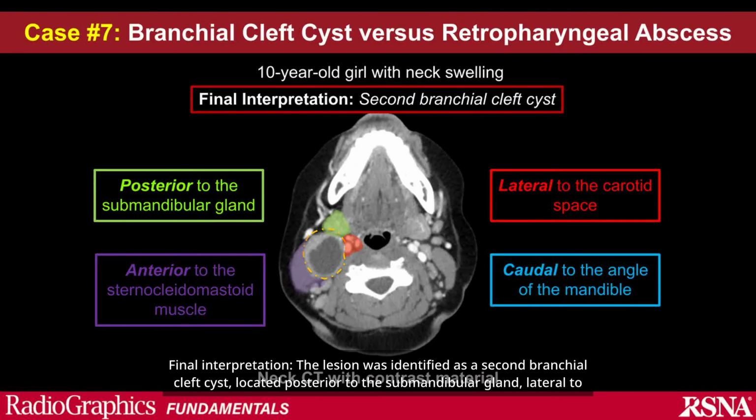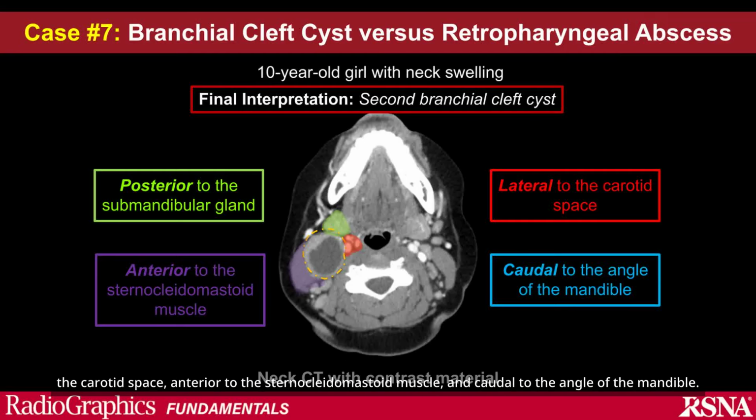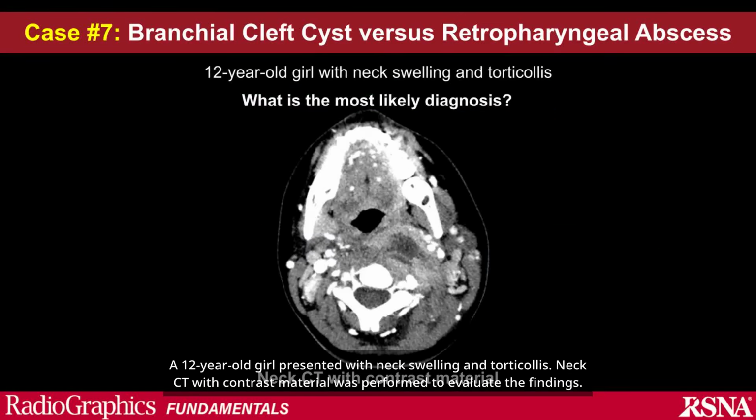Final interpretation: the lesion was identified as a second branchial cleft cyst, located posterior to the submandibular gland, lateral to the carotid space, anterior to the sternocleidomastoid muscle, and caudal to the angle of the mandible. A 12-year-old girl presented with neck swelling and torticollis. Neck CT with contrast material was performed to evaluate the findings.